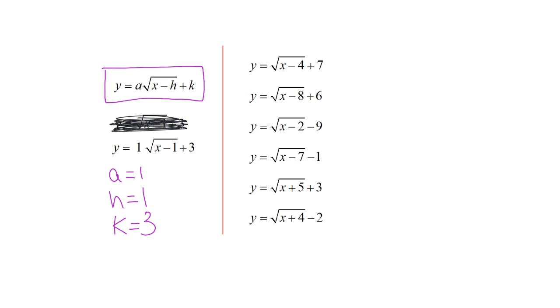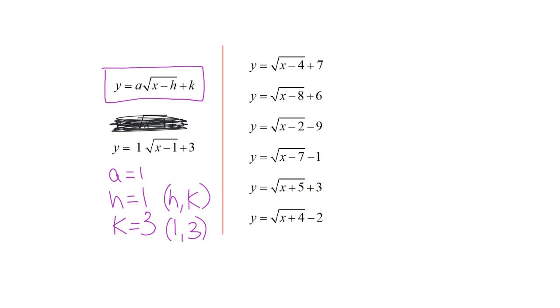Now, when I, on the previous screen, said that our starting point for this equation right here was 1, 3, that's because we get those values from h and k, and h is 1 and k is 3. So our starting point will always be hk, which in this case is 1, 3.